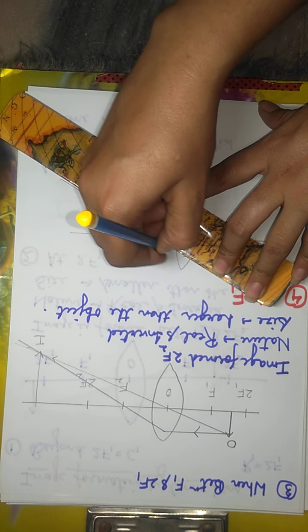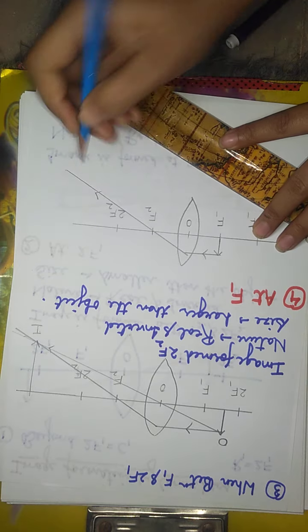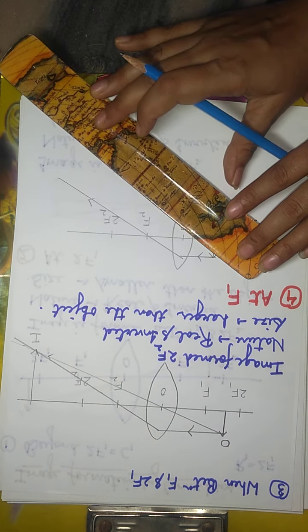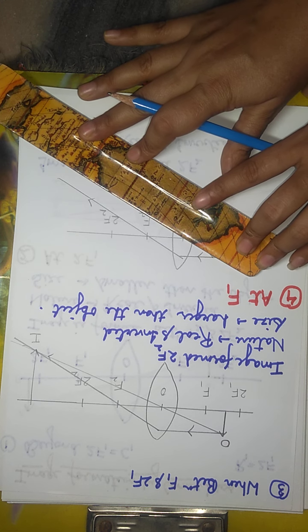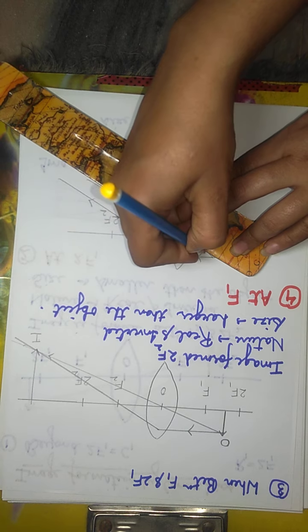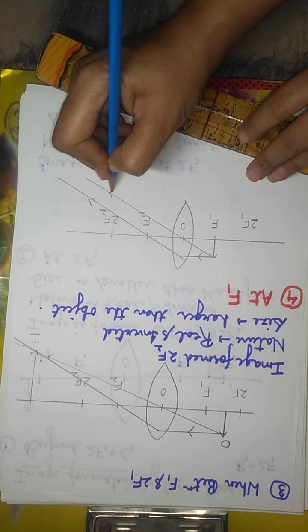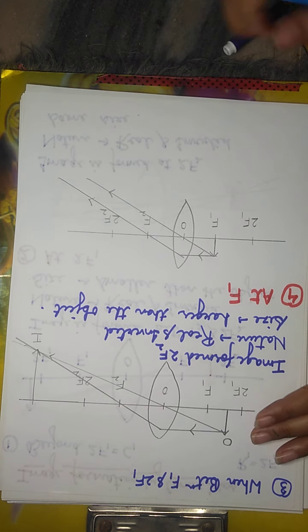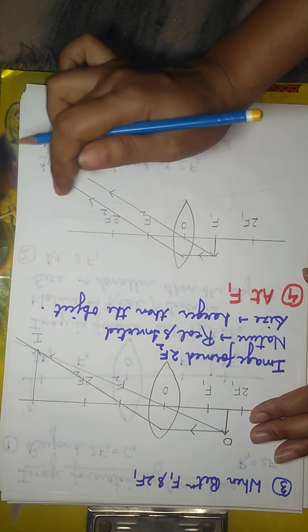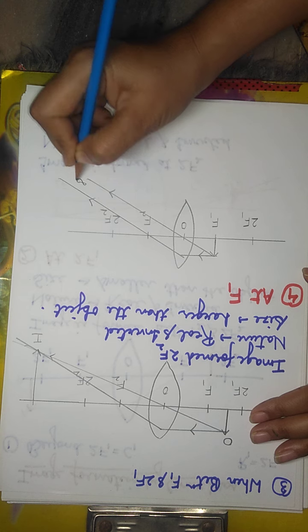So the ray will go like this. Clear? And the second rule is the ray which passes through the optical center will pass through like this without any deviation. So these rays will appear to meet at some point. So these rays will appear to meet at infinity.